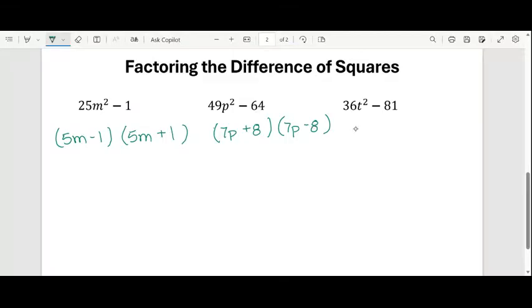Last one. To get 36t squared, I would do 6t times 6t. To get negative 81, I would do negative 9 times positive 9. And if you want to try multiplying those together to see if they work out, they should result in the original problem.